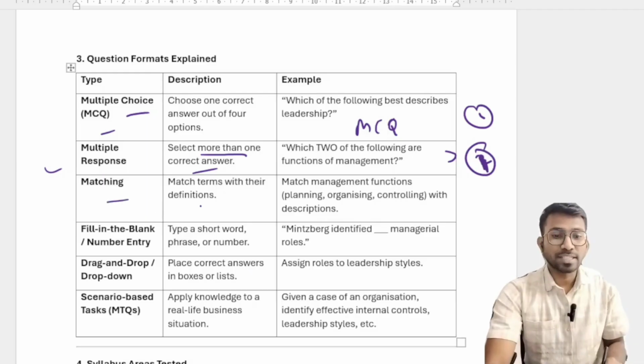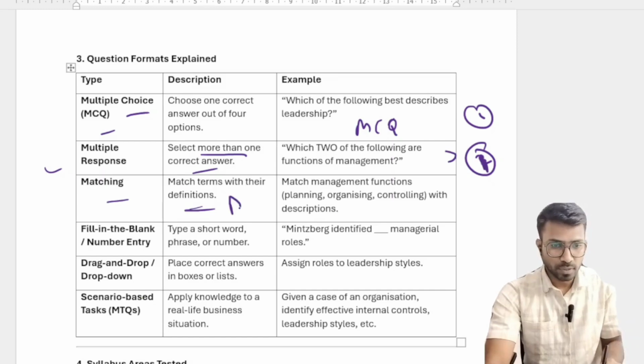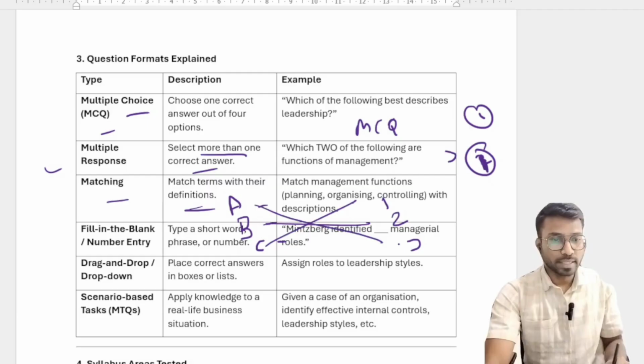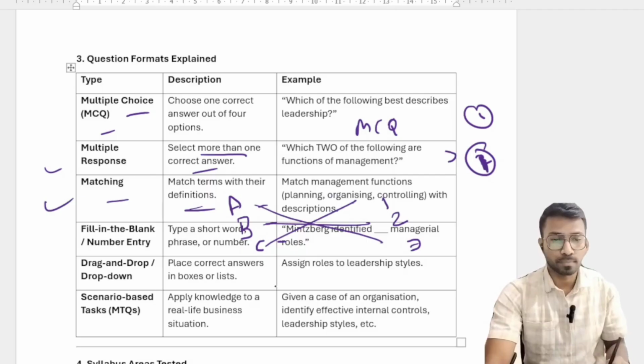And the third one is matching. You have to match some terms, like A to 1, B to 2. Suppose there will be A, B and C. Here a definition is given and you have to match whether C equals 1, or B equals 2, or A equals 3. This is the matching concept. So you might be asked these kinds of questions.